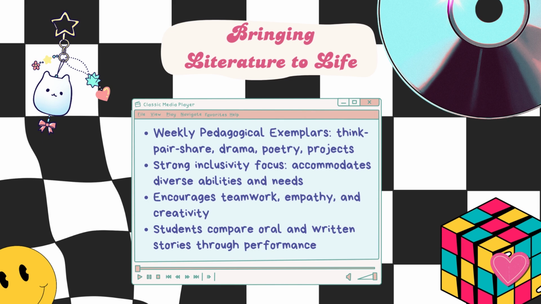Next, I will explain how the manual brings literature to life. The book provides weekly pedagogical exemplars, including think, pair, share, drama activities, poetry tasks, and project-based learning. It also emphasizes inclusivity, ensuring the students with different abilities can participate fully. Through activities like comparing oral and written stories, students learn empathy, teamwork, and creativity.